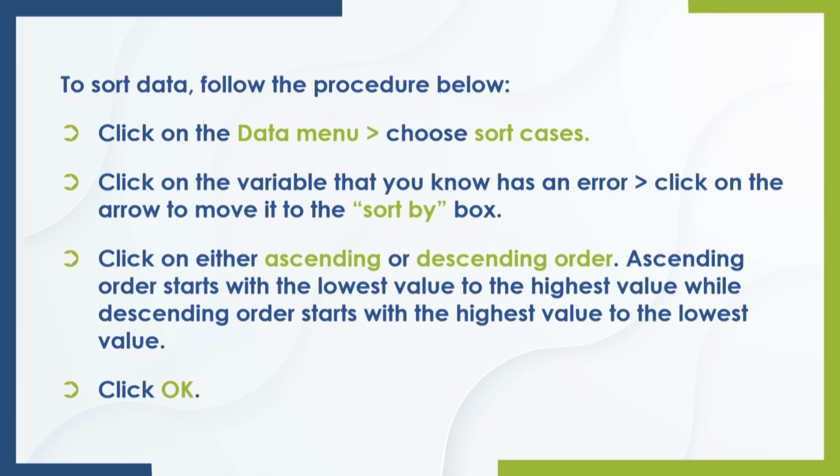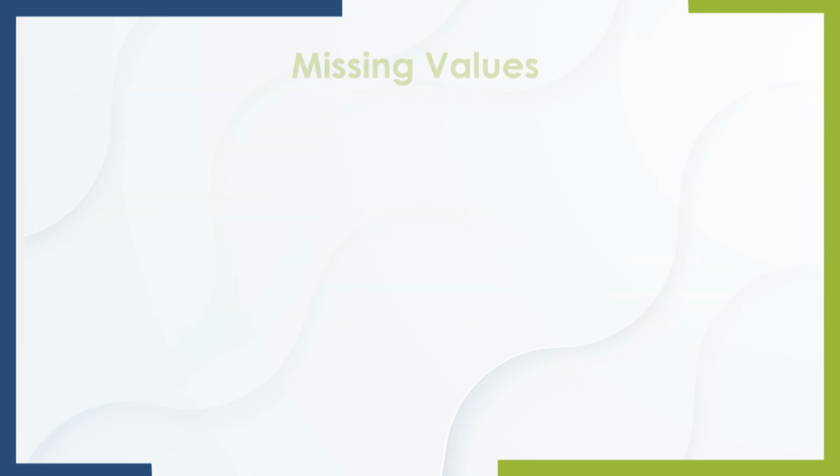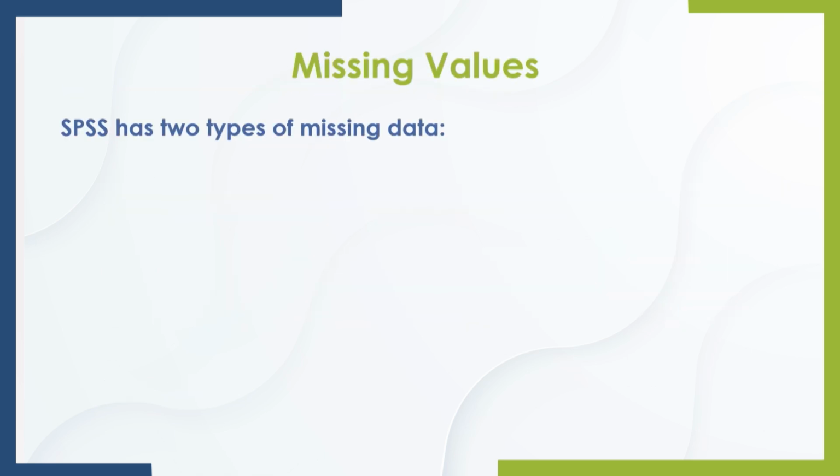Click on the Data menu, then choose Sort Cases. Then click on the variable that you know has an error. Then click on the arrow to move it into the Sort By box. Then click on either ascending or descending order. Ascending order starts with the lowest value to the highest value, while descending order starts with the highest value to the lowest value. Then click OK.